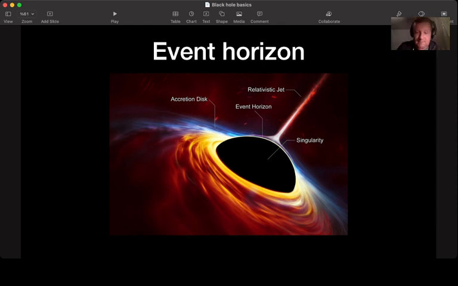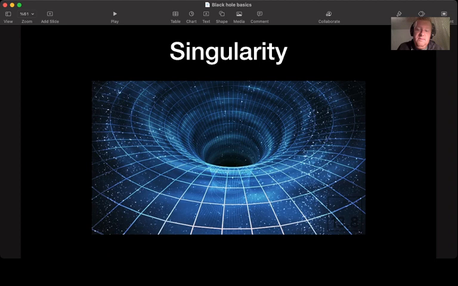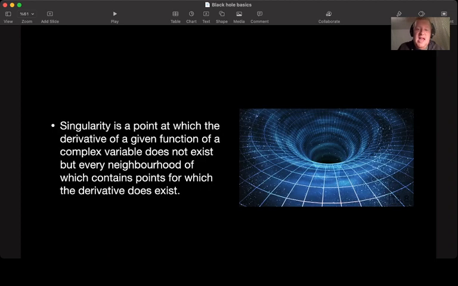This is all we know about the singularity, and of course we may never know what is actually inside the singularity at the center of the black hole. We may never know where it might take us if we do fall into one.